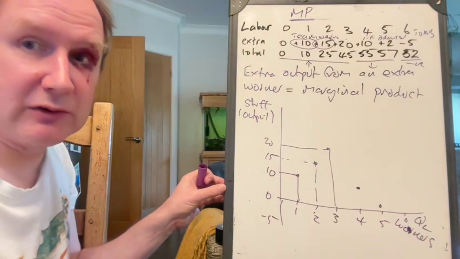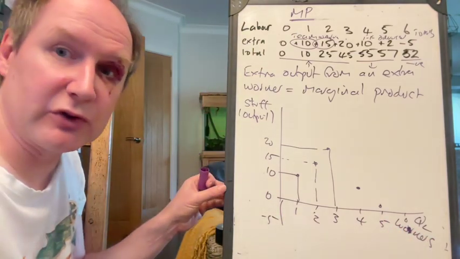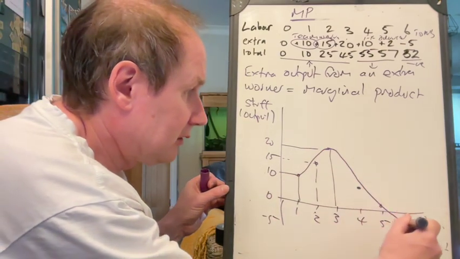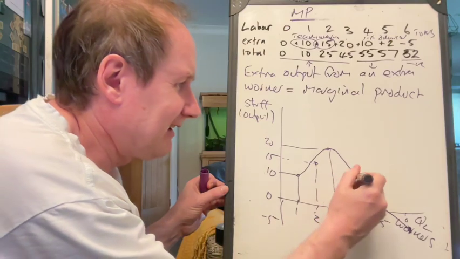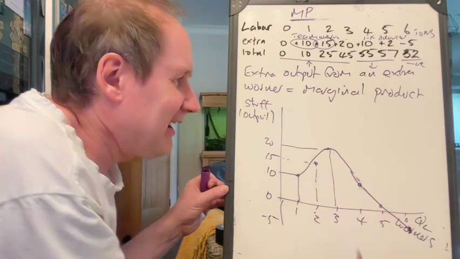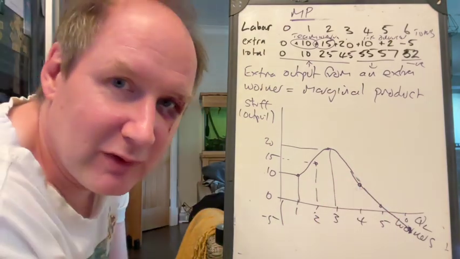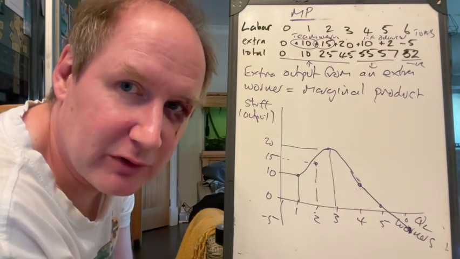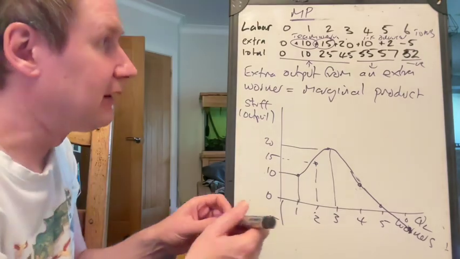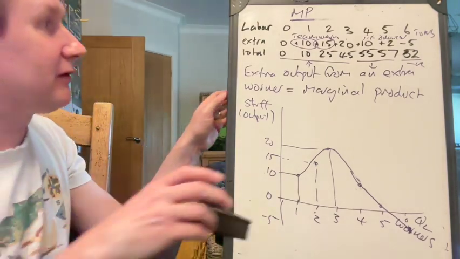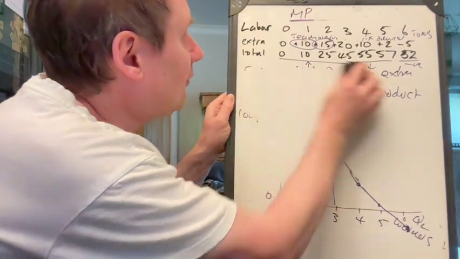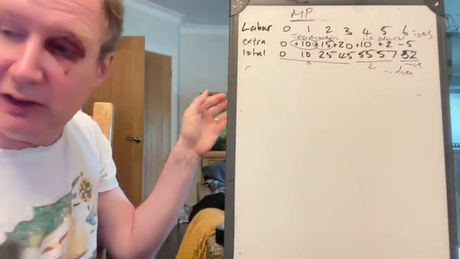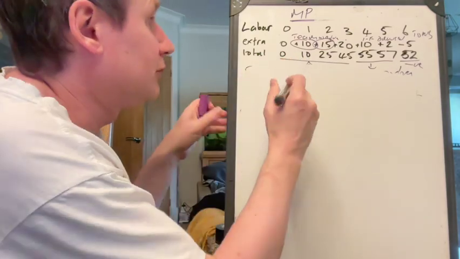So if we were to join these up, we would have what's called a marginal product curve. It shows how much is produced by an extra worker, the change in total output from one extra worker. If I now make that slightly smoother, then we can show the concepts that we've so far looked at.